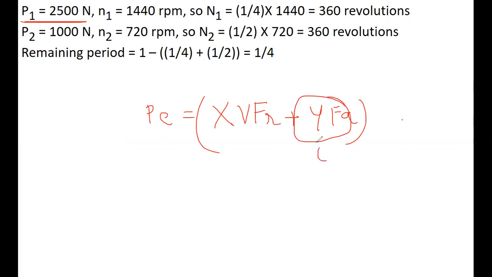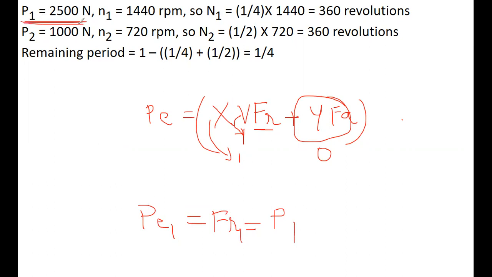Axial load is not there, so this whole thing will become 0. Nothing is mentioned about inner race or outer race. We'll take inner race, so we will assume 1. Only radial load is there, so X also will become 1. So whatever is PE1 will become our FR1, which is actually our P1.